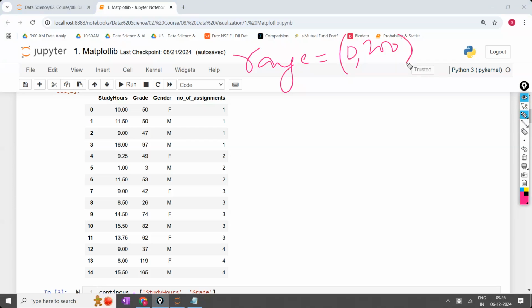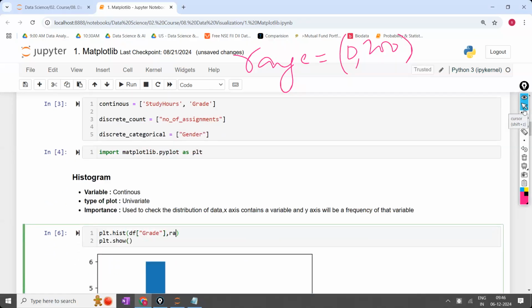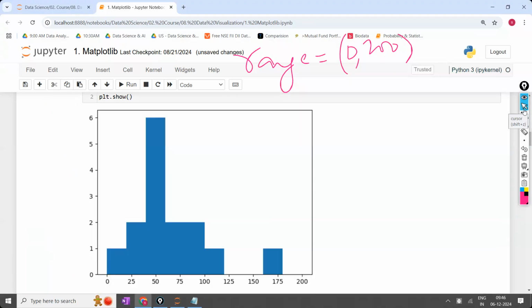It is not going to consider the internal range. It will consider my range. If you don't give it, it will take the minimum comma maximum. Since I have given the range, instead of the default argument, now it is going to take the range. What is the range? Range is equal to 0 comma 200. So now my minimum value is 0 and the maximum is 200.